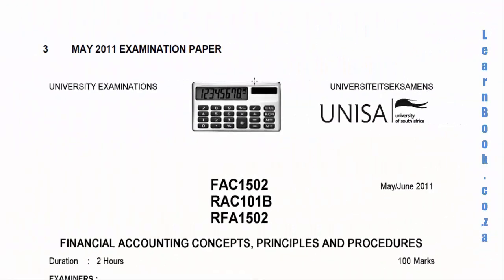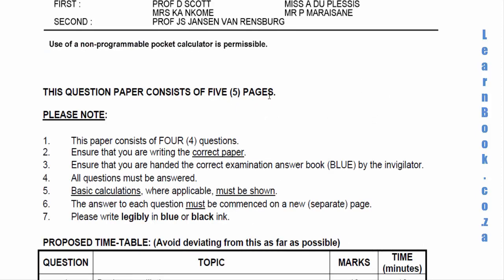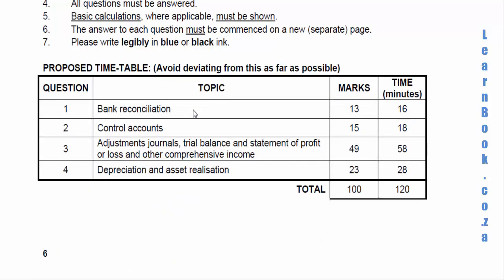May 2011 examination paper for FAC1502. This question paper consists of 5 pages. This paper consists of 4 questions. Question 1, bank reconciliation for 13 marks. Question 2, control accounts, 15 marks.